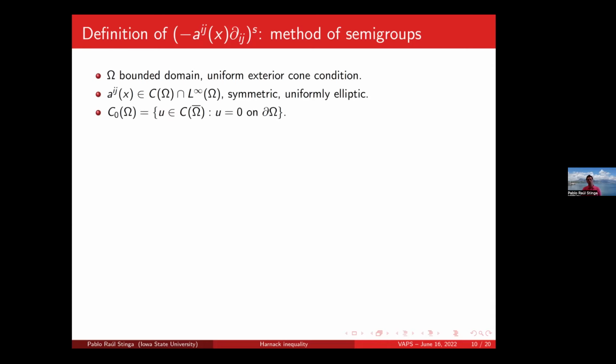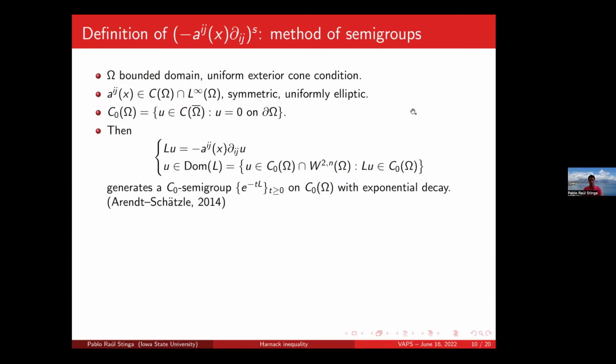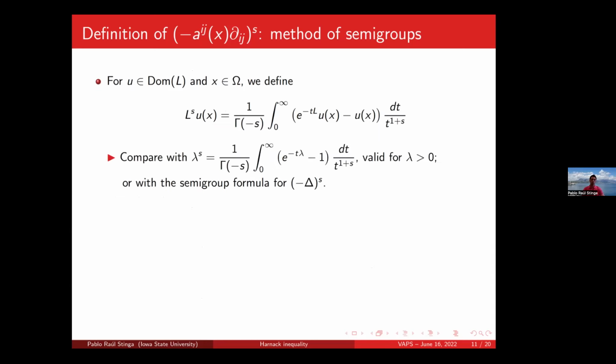So why do I need this semigroup to define the fractional operator? For U in the domain of L and X in omega, we can define the fractional power using the semigroup formulation, so you have the semigroup acting on U minus U and so on. This is like in the book of Yosida, Functional Analysis. This is called the Balakrishnan formula.